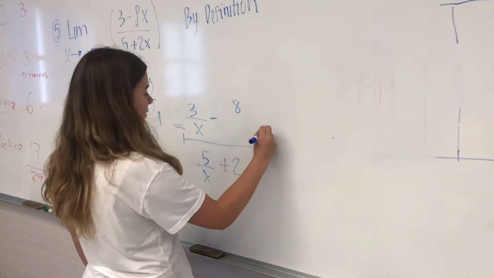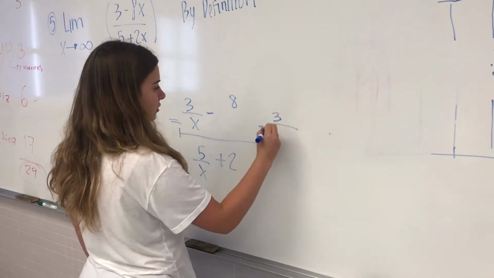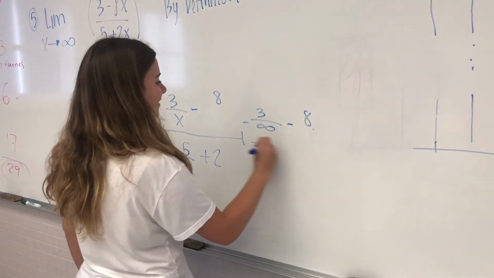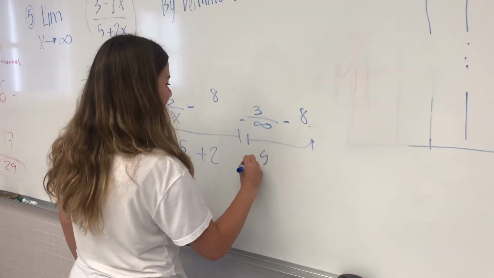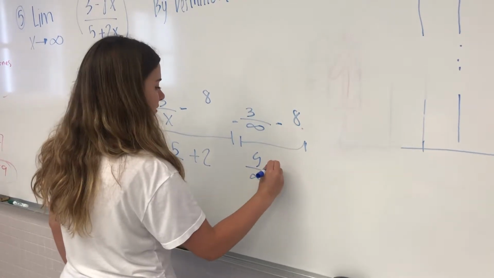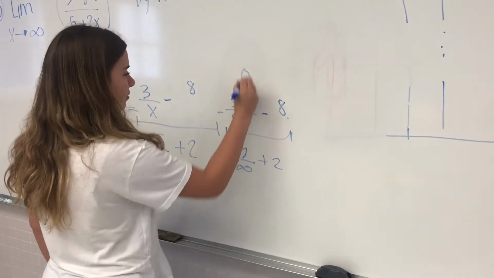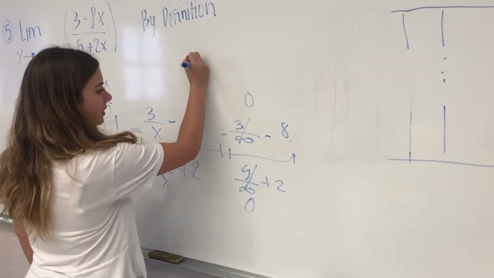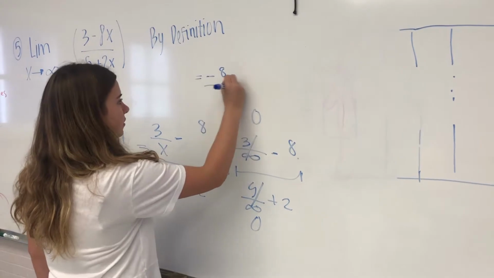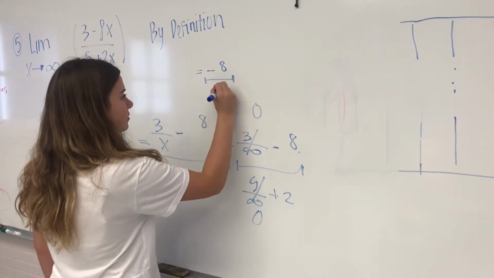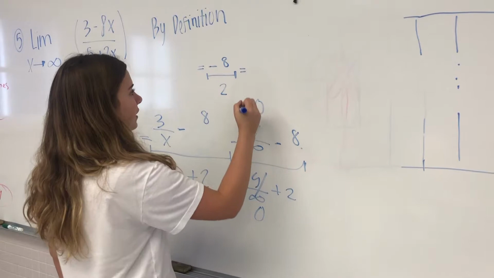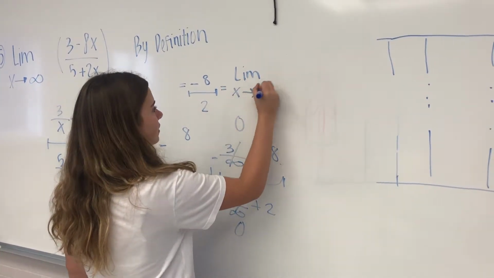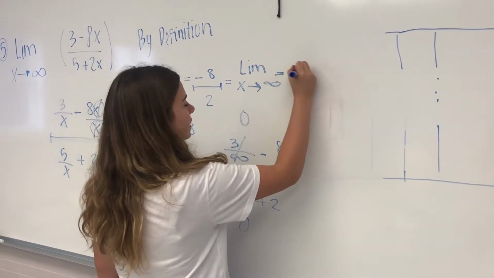And then what you do is you plug infinity into the x's, and then you divide it by 5 over infinity plus 2. This turns into 0 and this turns into 0. So what you have left is negative 8 over 2. So the answer is the limit of x when it goes to infinity is equal to negative 4.